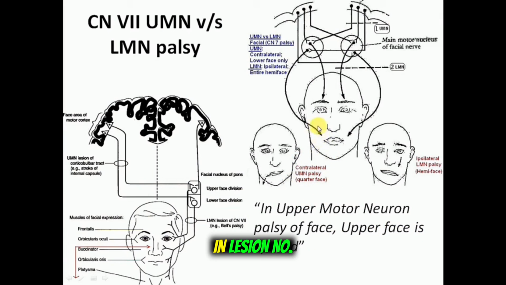In lesion number 2, that is infranuclear lesion or injury to the fibers of the facial nerve, if this lesion is on the left side, as we can see here, then the fibers coming from the upper part as well as the lower part of the facial nucleus will be affected, which are supplying the same side face. So, in case of lower motor neuron palsy, the ipsilateral entire half of the face will be affected.